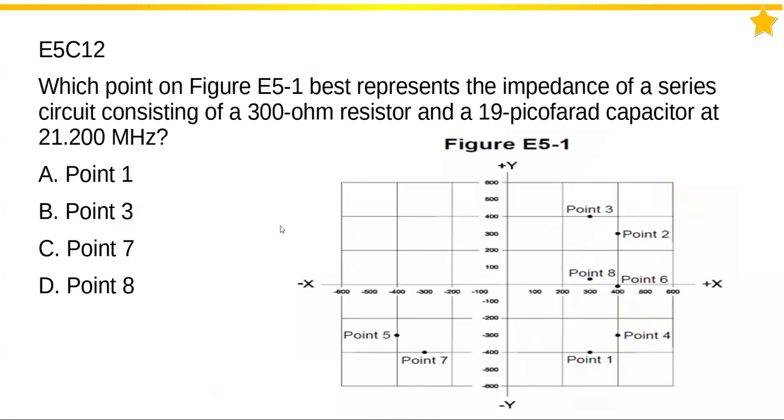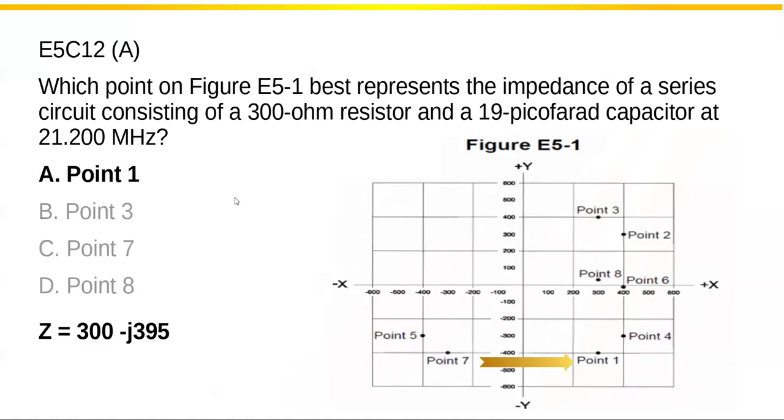Which point on figure E5 represents the impedance of a series circuit with a 300 ohm resistor and a 19 picofarad capacitor at 21.2 megahertz? Don't have to calculate. So we know it's negative. We know we're at 300. So we kind of don't have to calculate. I like those.